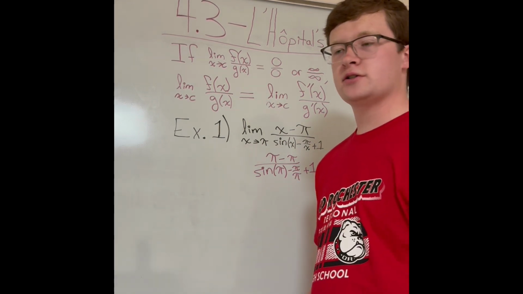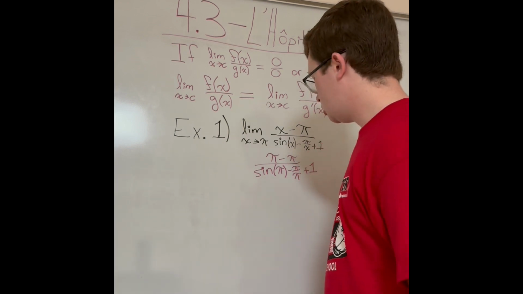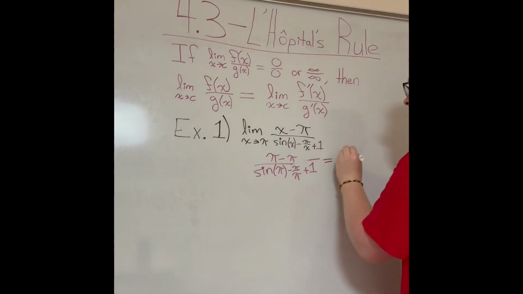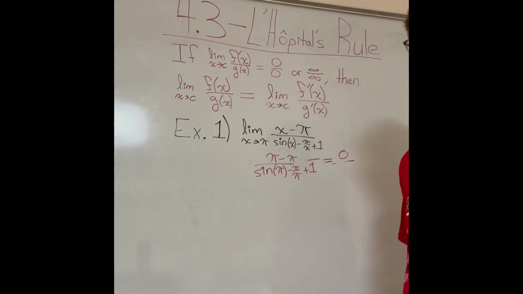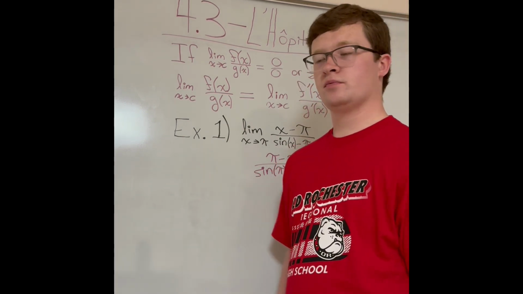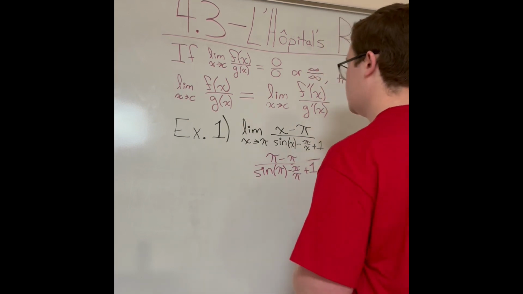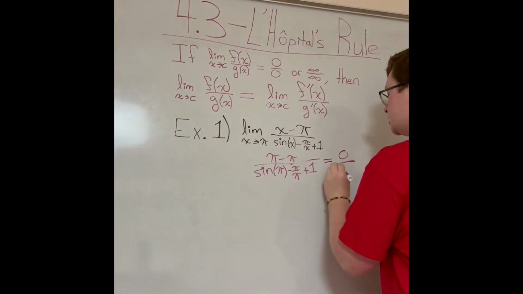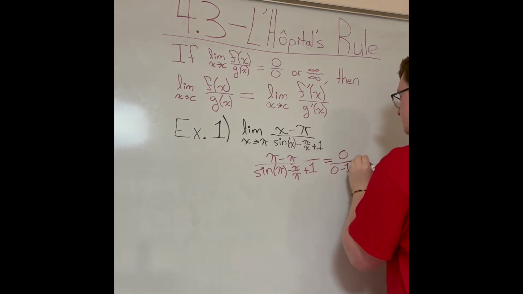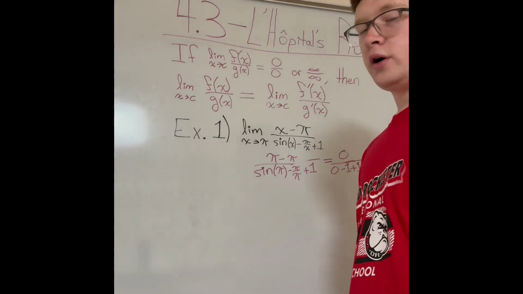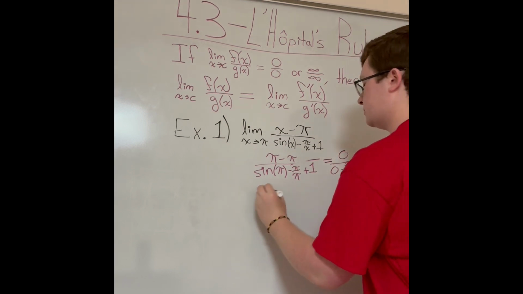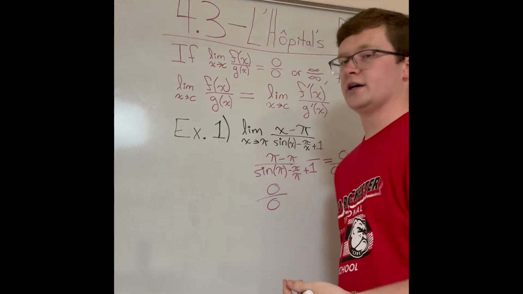Taking trig rules and basic addition and subtraction, pi minus pi is 0. Sine of pi is also going to be 0 due to trig rules. Negative pi over pi is going to be negative 1, and then plus 1 is going to be plus 1. So simplifying that, you get 0 minus 1 plus 1. Of course, negative 1 plus positive 1 is going to equal 0. So ultimately from there you get 0 over 0.